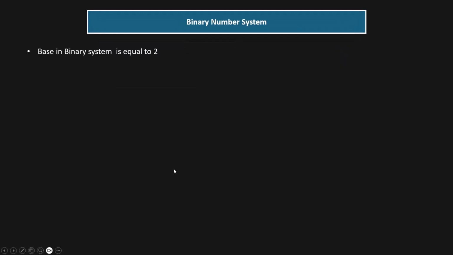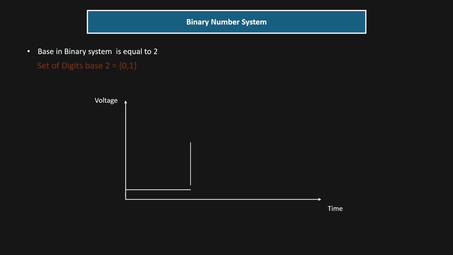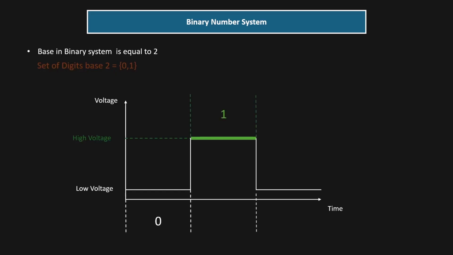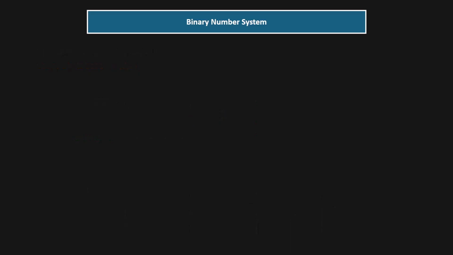In a binary system, the base is equal to 2, and the set of digits is 0 and 1. These digits, 0 and 1, are important because the foundation of how computers work is based on binary numbers. If we want to go one level lower, for example, consider a wire with an electric current flowing through it. If the current is low, it means 0, and if the current is high, it means 1.